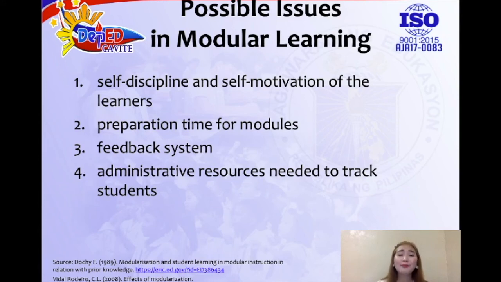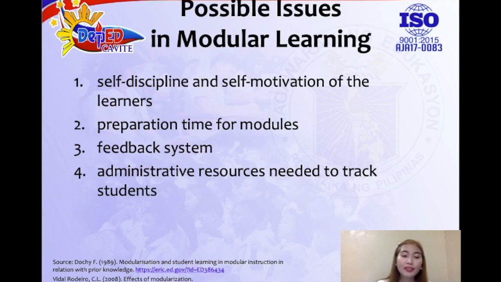So I'll be giving you possible issues in modular learning that we might encounter in the next school year. You can think of your intervention to improve the situation if you encounter these issues. Okay, so these issues are based on the findings of two researches by Dochi and Vidal-Rodero. Okay, the first possible issue, the self-discipline and the self-motivation of the learners. Second is the preparation time for modules. Third, the feedback system. This is between the teacher and the learners.